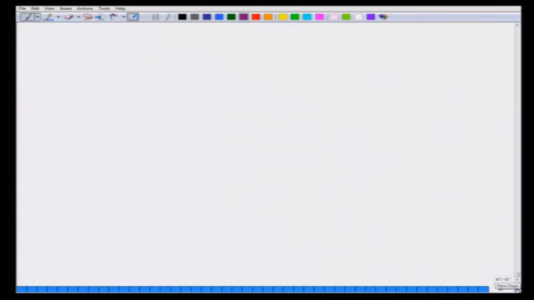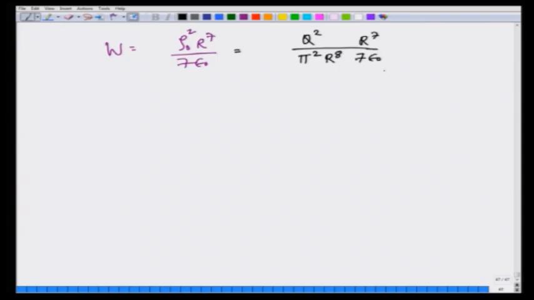Let us express this in terms of the total charge. So, work done is rho naught squared R raised to 7 over 7 epsilon 0, which is equal to Q squared over pi squared R raised to 8 times R raised to 7 over 7 epsilon 0. So, this answer comes out to be Q squared over 7 pi squared epsilon 0 R, and that is the answer.